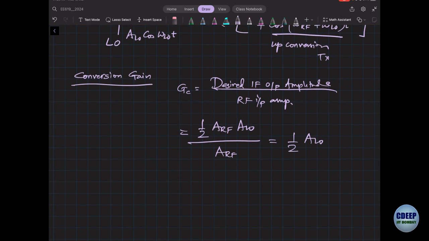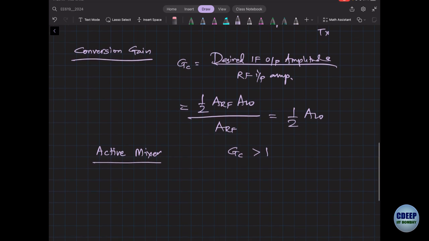Now, in active mixers, what does active mean? There is some DC current flowing through the mixer. Okay. And I'm going to explain by the end of this lecture, you will know how to identify them. In an active mixer, the gain is generally greater than 1. And in a passive mixer, and we are going to go through both the topologies, the conversion gain is generally less than 1. Okay.